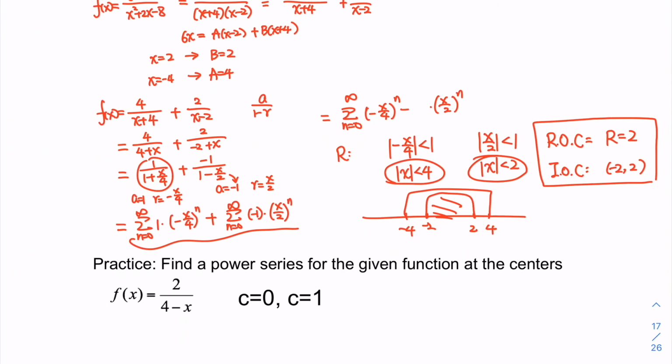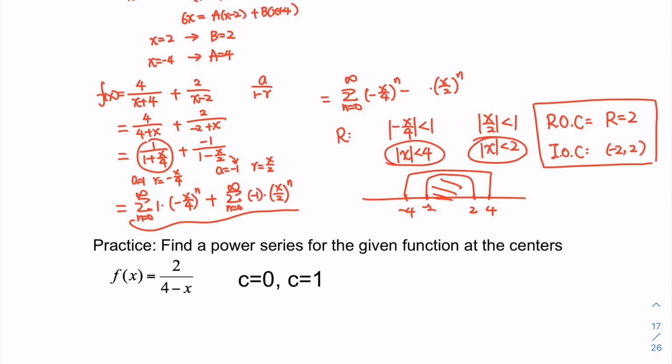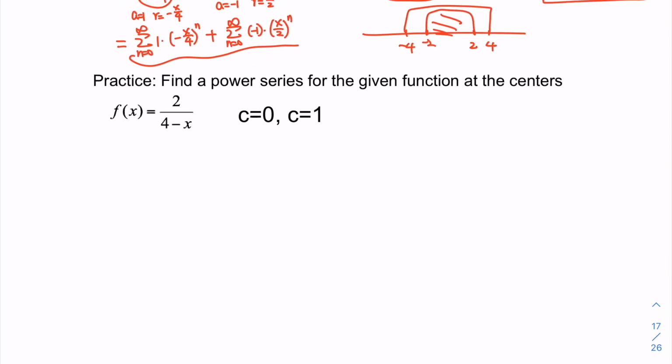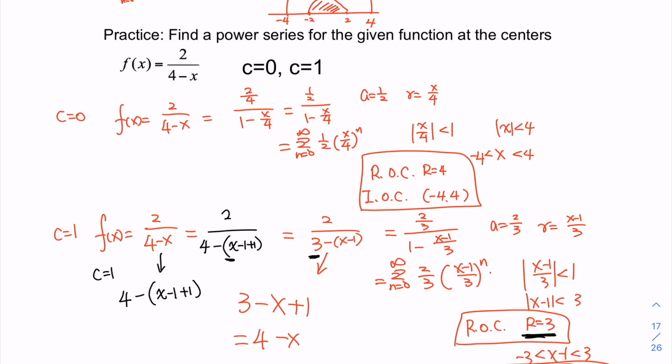You guys have a look at this practice problem and try to solve it yourself and compare with my answer key. This is the answer key for this problem. The center is at 0 and the center is 1. So center equals 1, so it's x minus 1 here. Be careful, you have to have x minus 1 here.